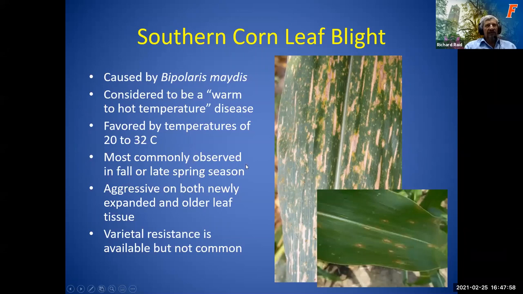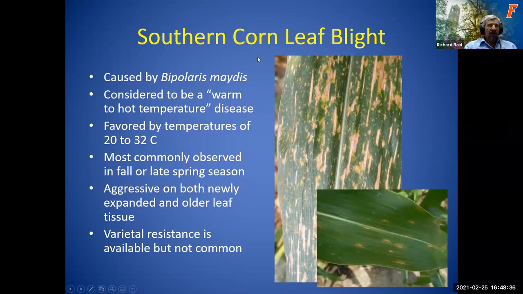It's most commonly seen in our fall seasons, and then again in the late spring season because of that being favored by the higher temperatures. It can be aggressive on both newly expanded tissue and also older leaf tissue. So this one can attack the corn at any leaf stage, typically moves from the bottom of the plant up to the top of the plant, and it will keep infecting until that plant is harvested.